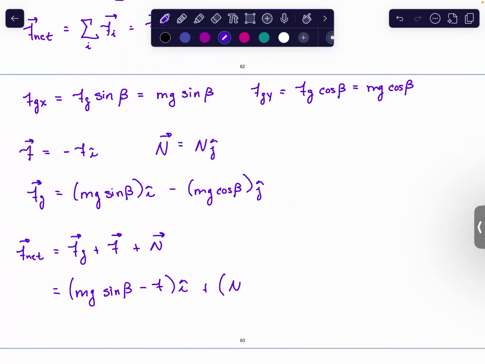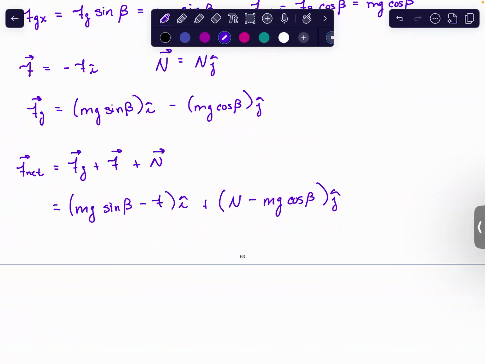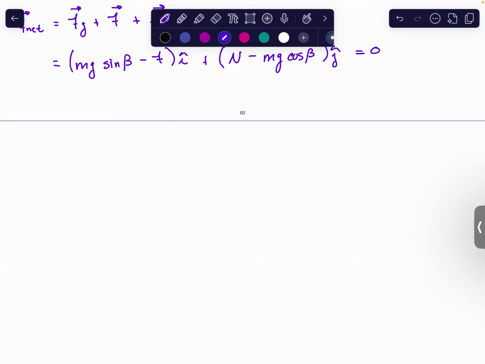Now we're going to have normal force minus g cosine of beta j hat. That's our net force right there. This is going to equal 0. So another thing we can do is break this into x and y. Each one of those components is going to equal 0 because, again, it's not moving in the y direction. It's not moving in the x direction. So it's in equilibrium in those directions.